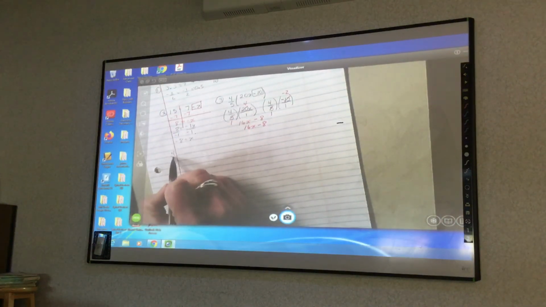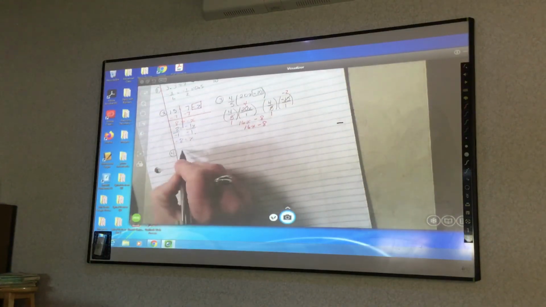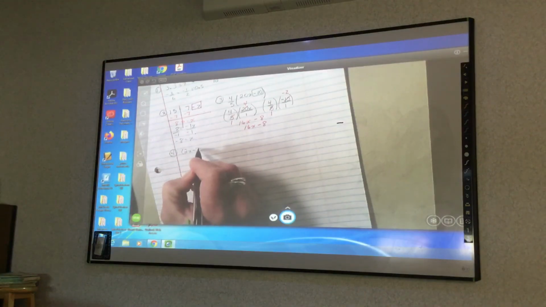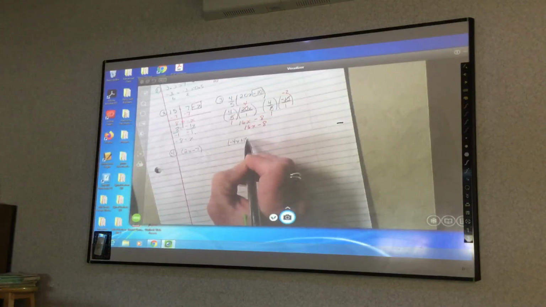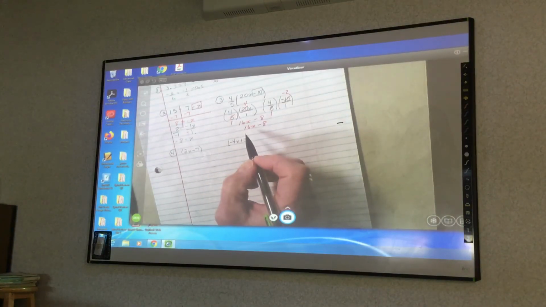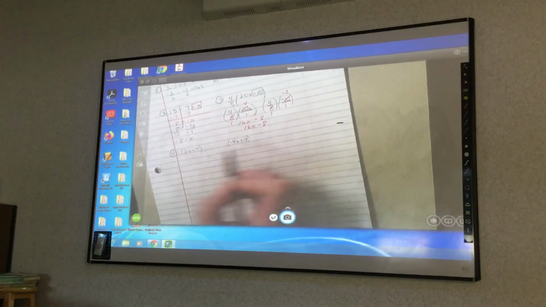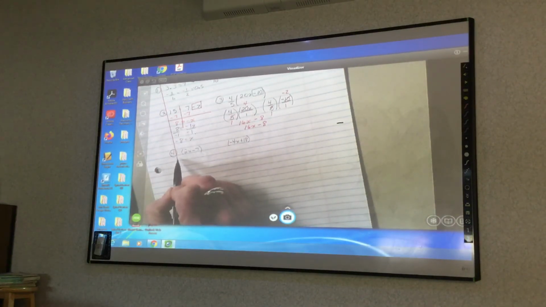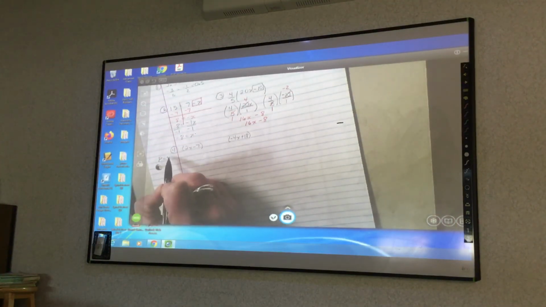Number 4 says square A has a side length of 2x minus 7. And square B has a side length of a negative 4x plus 18. It says, how much bigger is the perimeter of square B than square A? How much bigger? We need to find the perimeter. Perimeter of squares is 4 times the length.